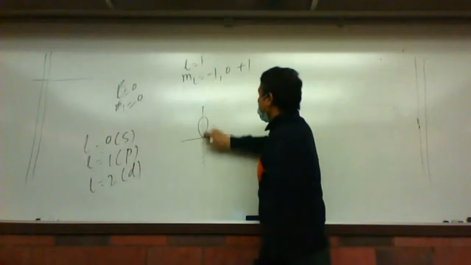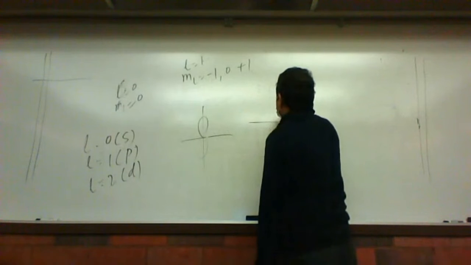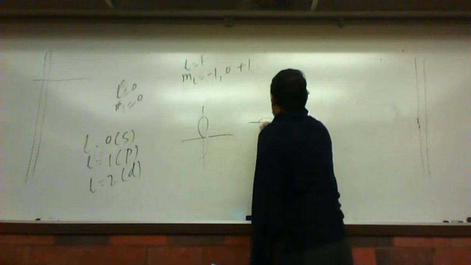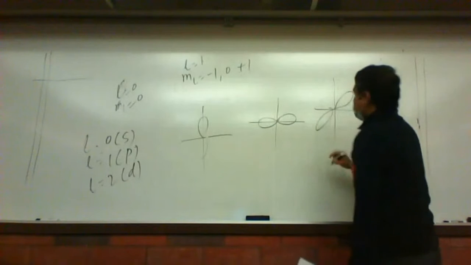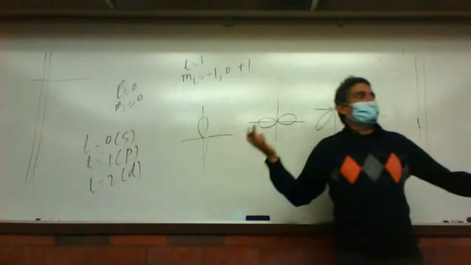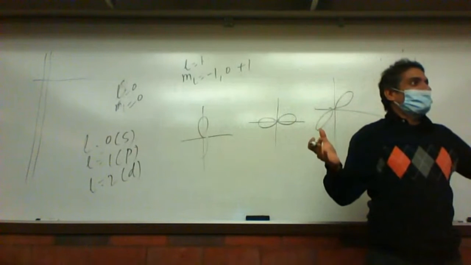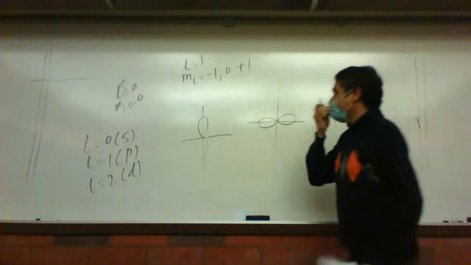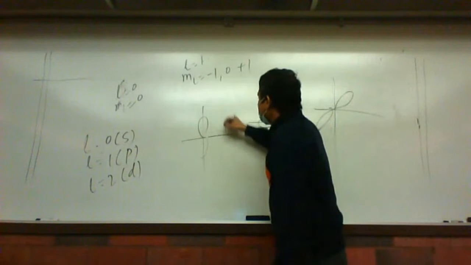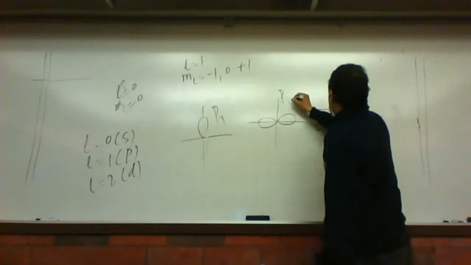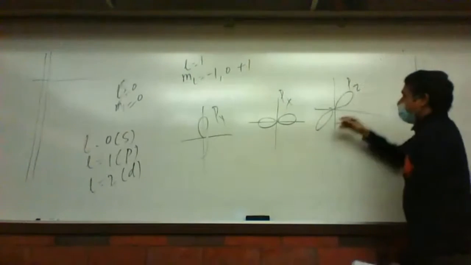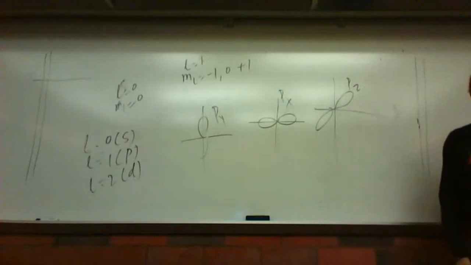So this -1 may look like that. So the 0 may look like that. The +1 may look like that. I don't know which one is which. We cannot know which one is which. But let's say this is a PY, this is a PX, this is a PZ. So these are the orientations.